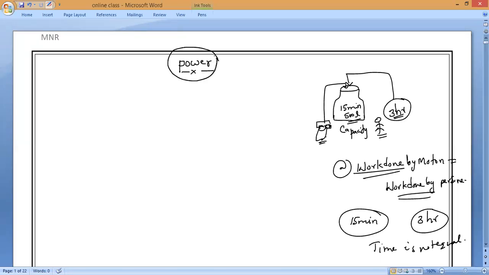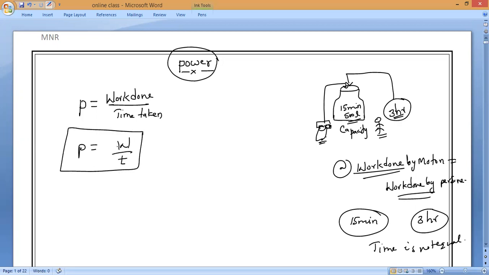Power means how fast or how slow you are completing the given work. If you are completing the given work very fast, meaning quickly or in less time, then I can say you are more powerful. That is why we say power P is equal to work done by time taken. This is the formula for power: P is equal to W by T.